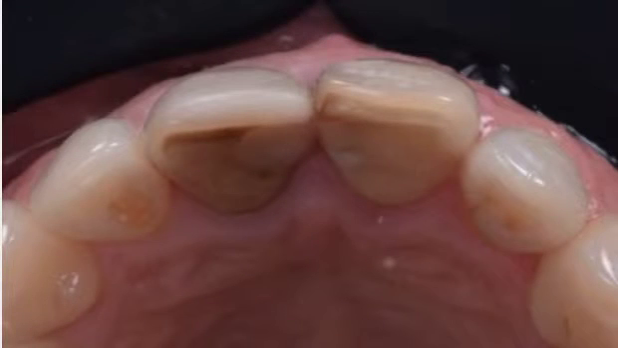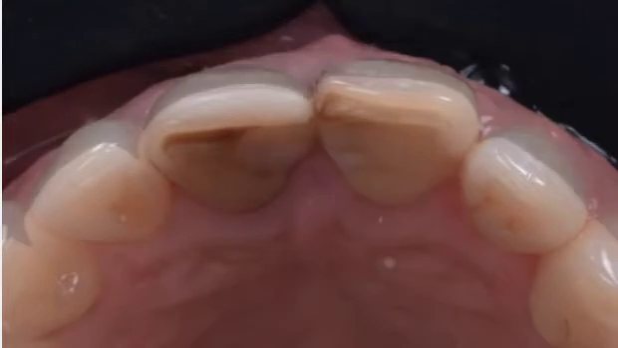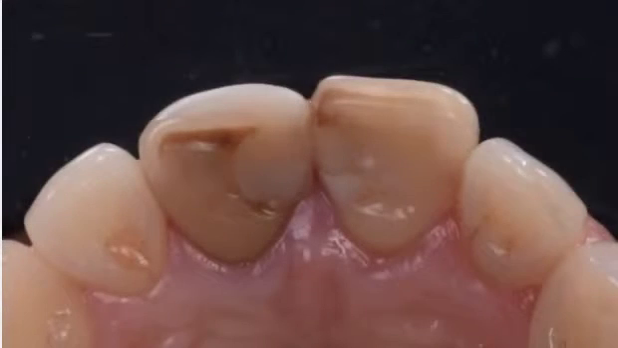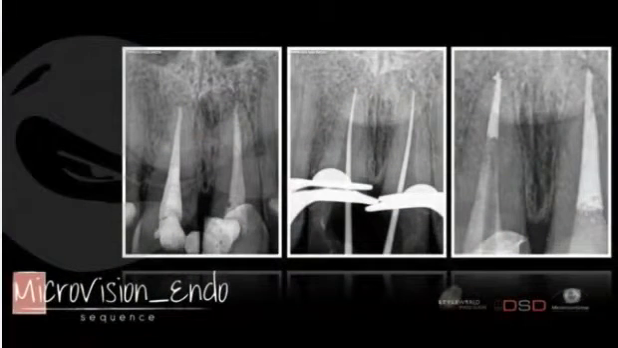The view from the palatal side, you can see old restorations on the palatal form of both teeth, and also some caries decays and lesions from the lateral incisors. The different angle, the X-ray before endodontic treatment with some apical periodontitis on both teeth.